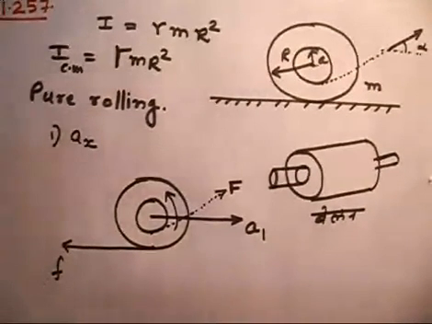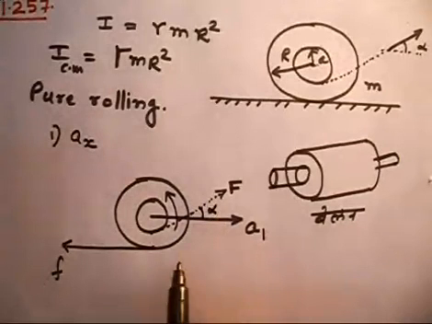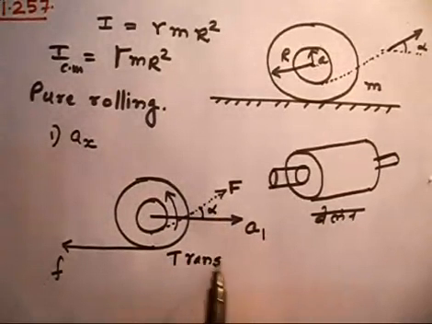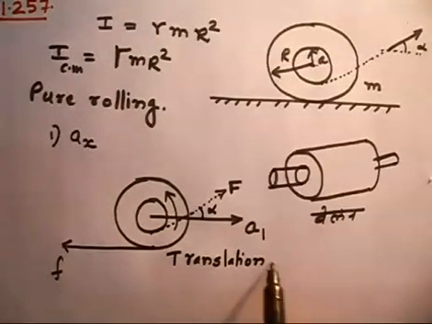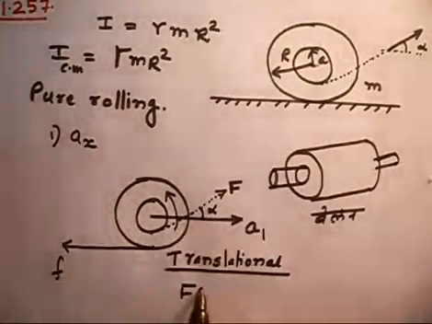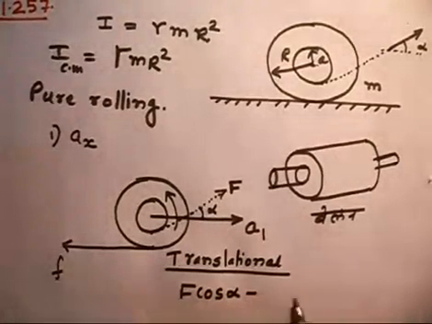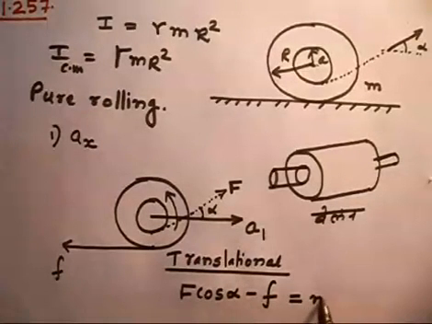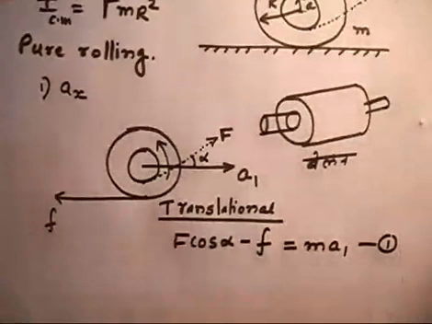Now let us write the equation of motion. This angle is alpha. So I can write the translational motion equation. F cos alpha in this direction, F cos alpha minus small f is equal to mass into acceleration. This is the first equation I will get. Now if I write the vertical direction equation, I am not going to get anything, because the normal reaction will come into the picture, that is, I will get one other unknown. So there is no point in writing the equation in the vertical direction.